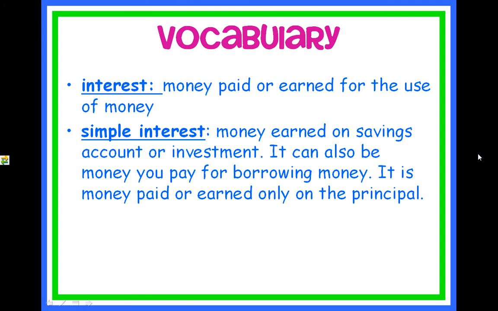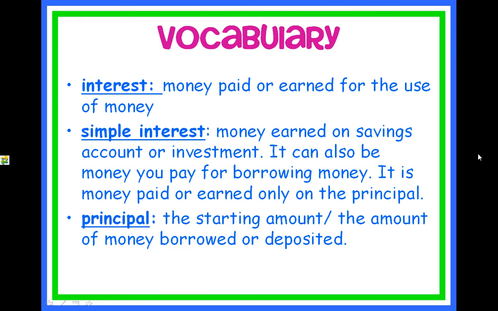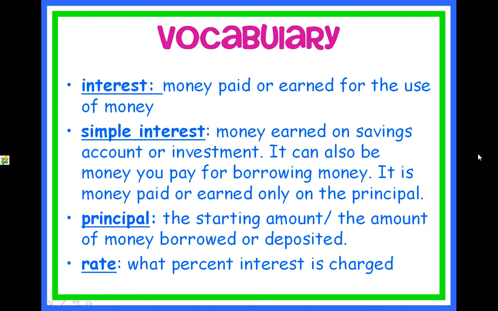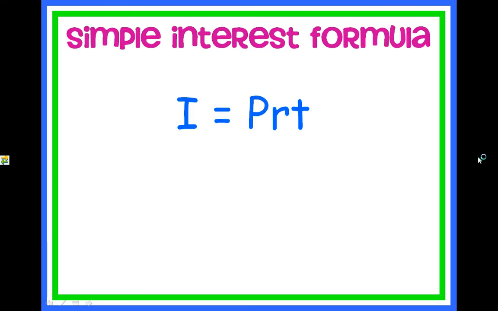for the use of money. Simple interest is money earned on a savings account or investment. It can also be money you pay for borrowing money. It is money paid or earned only on the principal. The principal is the starting amount, the amount of money borrowed or deposited, and the rate is what percent interest is charged. Okay, so simple interest formula.